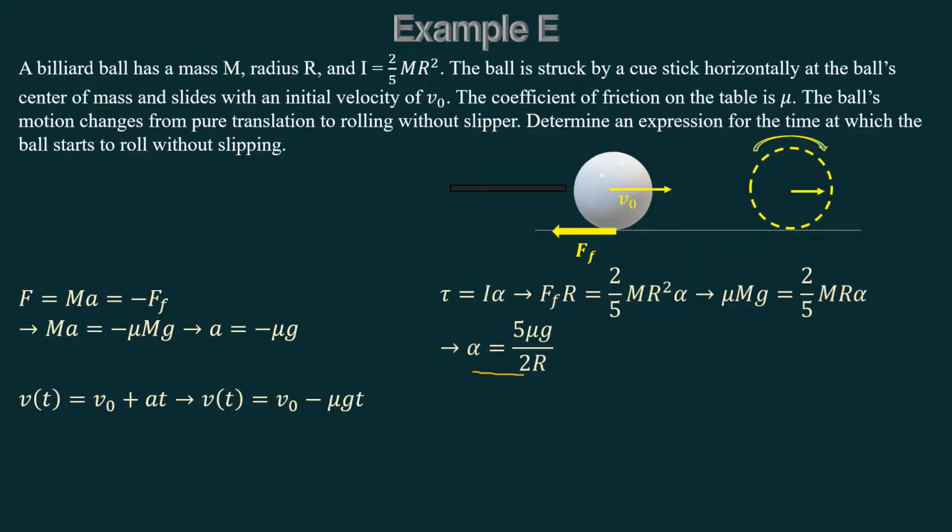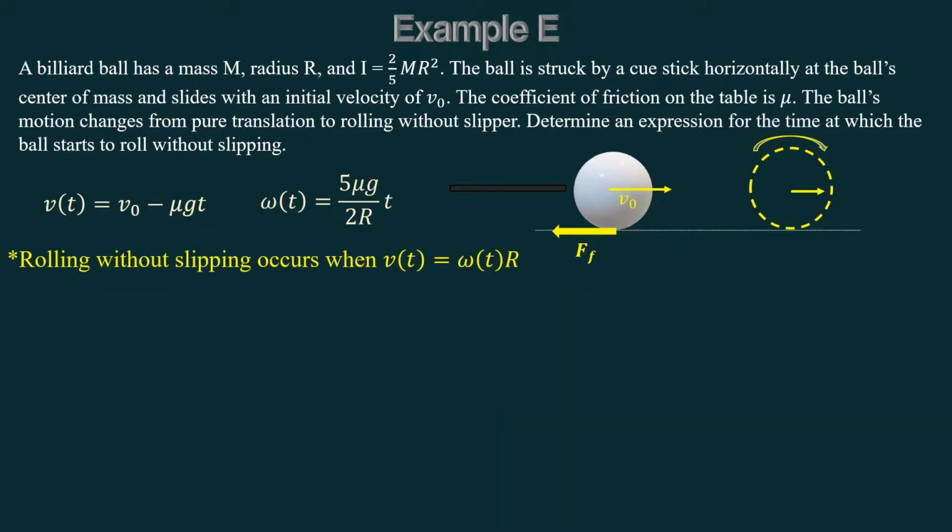Now that we have alpha, we can get an expression for angular velocity omega as a function of time. It starts off with linear motion. If it's in linear motion, there is no omega naught, there is no initial angular velocity, so that's 0. So we just bring this alpha value in, and there's your omega of t. It's just alpha times t, which is 5 mu g over 2r times t, and that's our omega function. So now we have two functions: the linear velocity as a function of time and the angular velocity as a function of time.